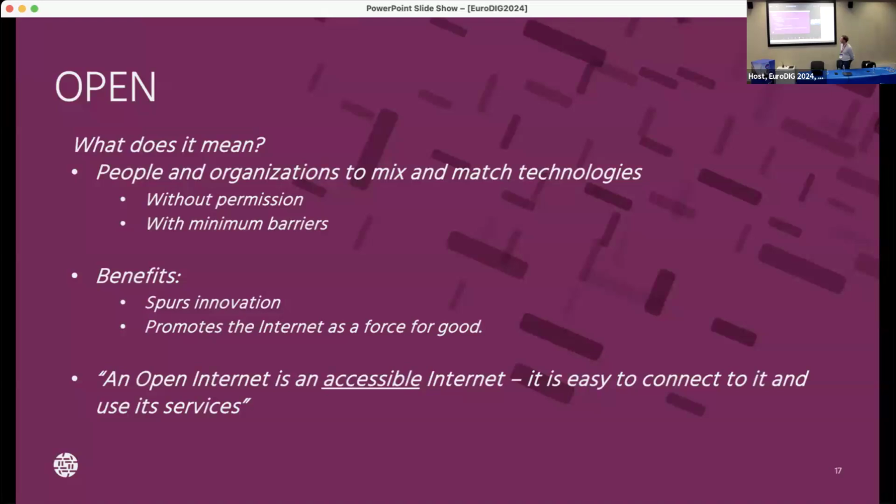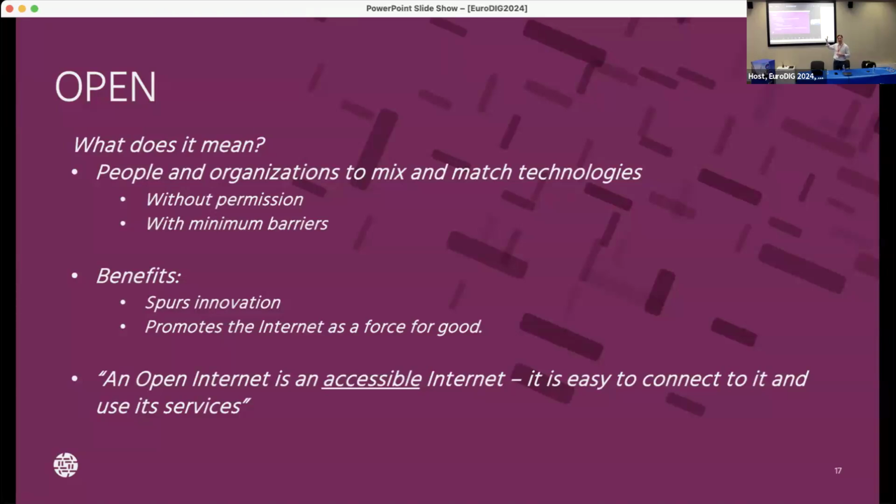So starting with one of those high-level abstract concepts, an open internet. I've summarized here how we think about that. What does it mean to have an open internet? Well, first of all, people and organizations on the internet should be able to mix and match technologies. They should be able to do that without permission from some central authority that tells them what they can and cannot do, and they should be able to do that with minimum barriers.